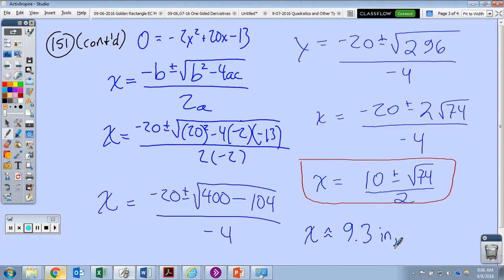Round to the tenth. Yeah, so 0.7. So here are the solutions that they're looking for.